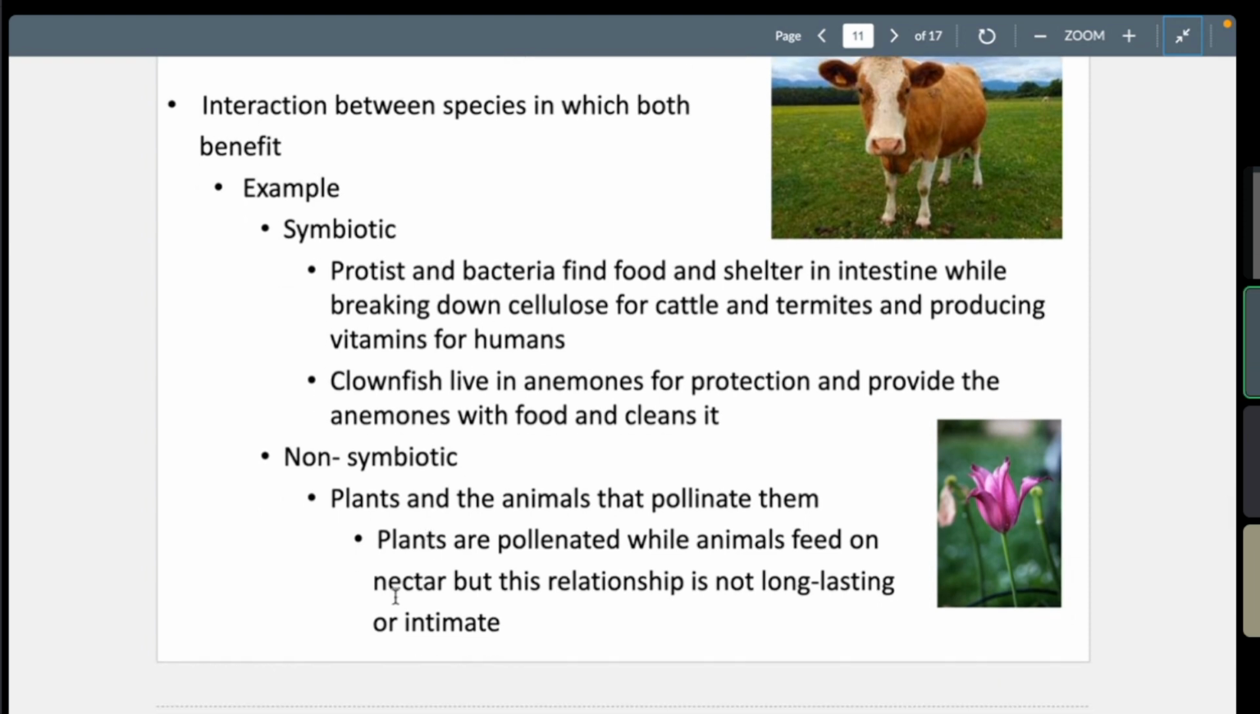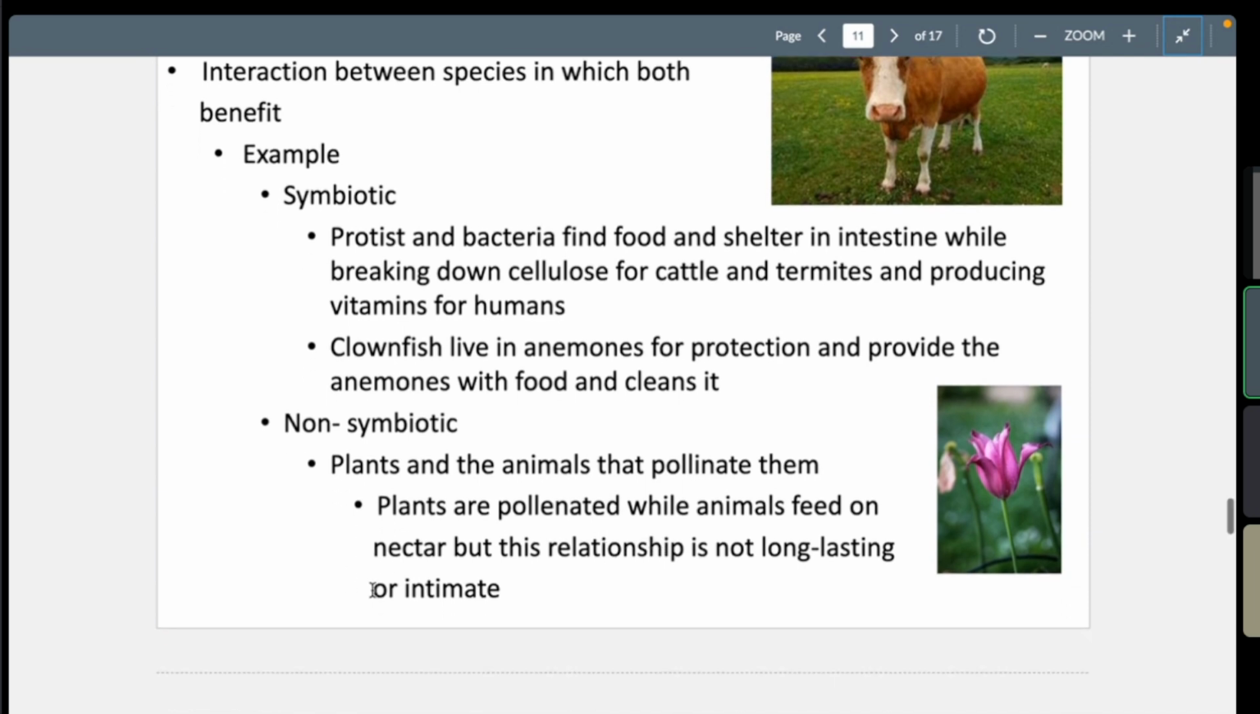By contrast, we have a non-symbiotic relationship: plants and the animals that pollinate them. These non-symbiotic relationships are not going to be long-lasting. These plants are pollinated by animals that feed on nectar, but this relationship is not long-lasting or intimate, because sometimes these animals can find other food sources. Other times there can be things that kill these animals, and there are a lot of factors depending on how mutualistic this relationship could be.